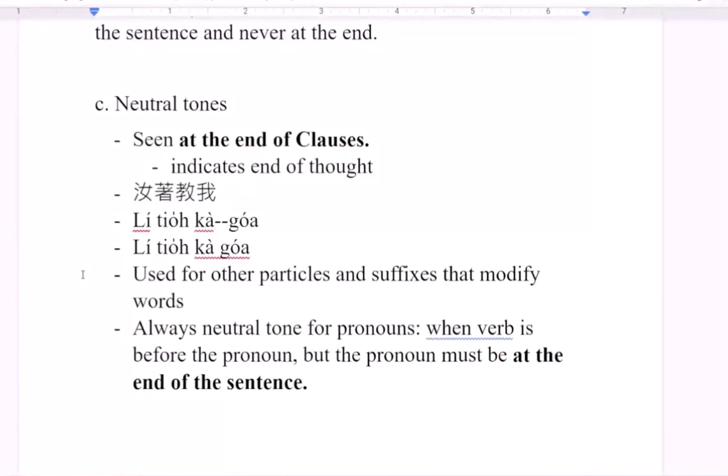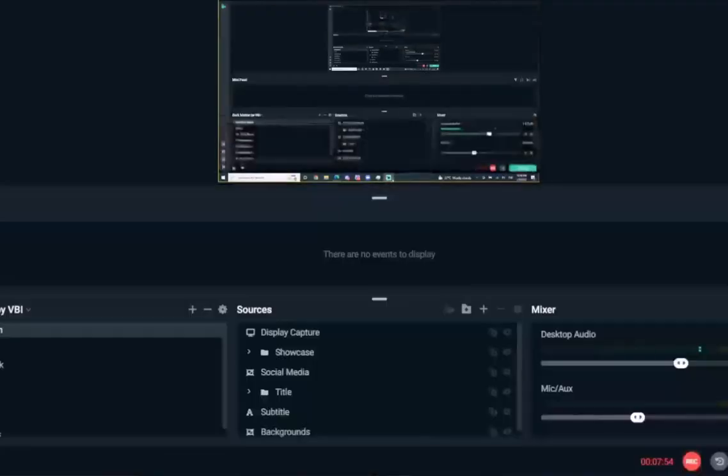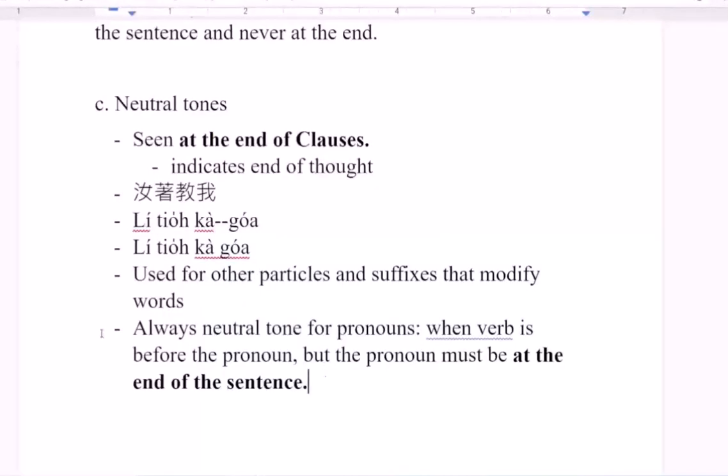Okay. So, as Tim has explained, neutral tone is also used in other particles and suffixes to modify words that appear before them based on context. A neutral tone for pronouns always occurs when the pronoun comes after the verb and the pronoun is at the end of the sentence.